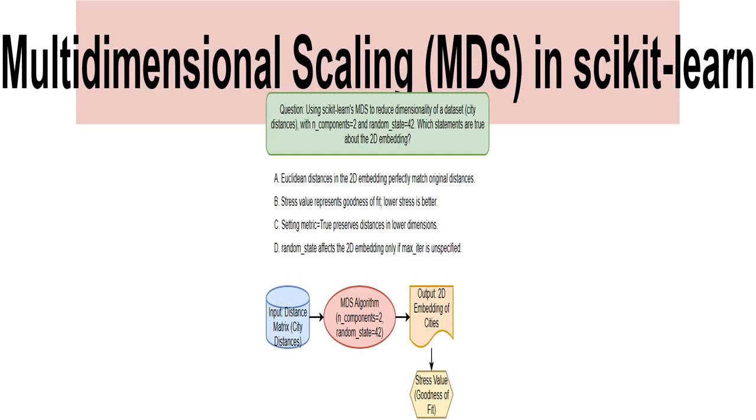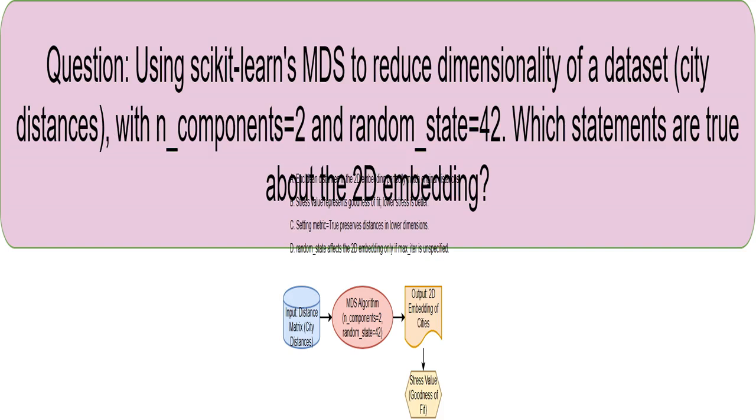I'm using Sklearn's multidimensional scaling, MDS, a technique that helps me shrink high-dimensional data into fewer dimensions while trying to preserve the distances between data points. Think of it like flattening a crumpled map. I'm trying to make it smaller but still keep the cities roughly in their correct relative positions. MDS stands for multidimensional scaling. The question tests my understanding of how MDS works when I use it on real-world data, specifically distances between cities.